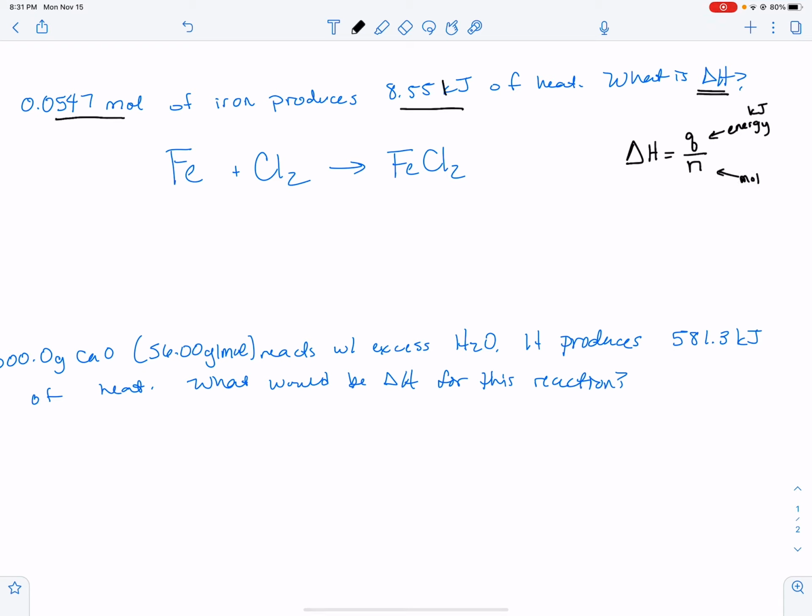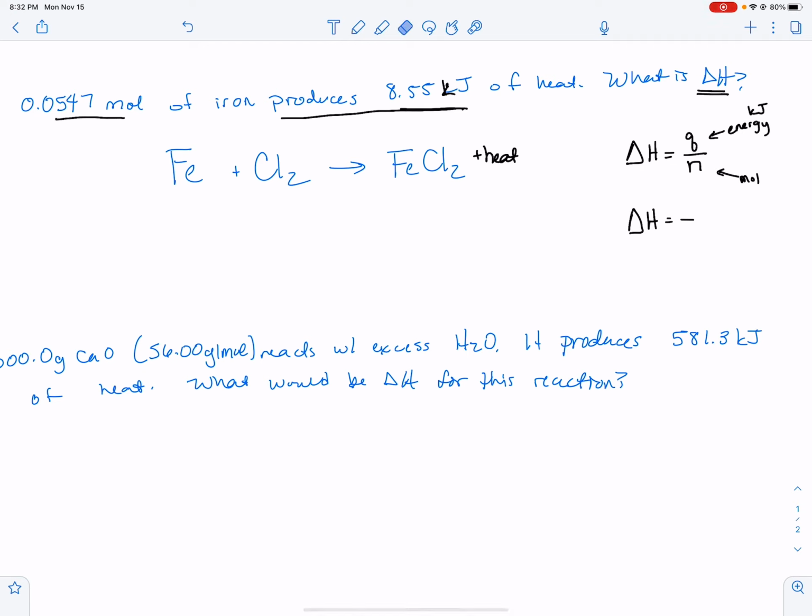Doesn't have to be, just watch your problem units as to whether it's in kilojoules or if it's in joules. Most of the time it's kilojoules though. The other thing to know is to pay attention to problem wording. Notice it says that it produces this much heat. It's saying that heat is a product in this reaction. So when heat's a product, remember your delta H value in this case will be negative. If it had said heat was absorbed, then heat would have gone on this side and your delta H would have been positive.